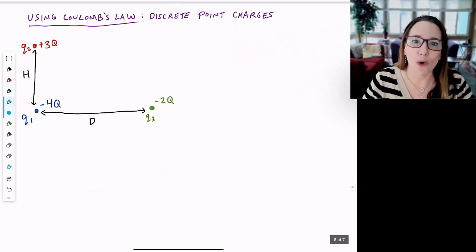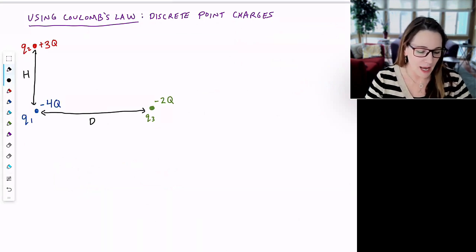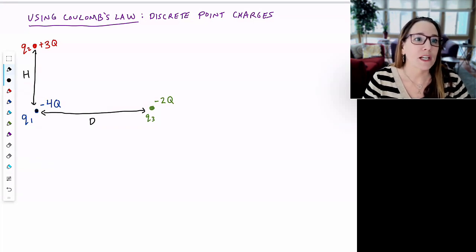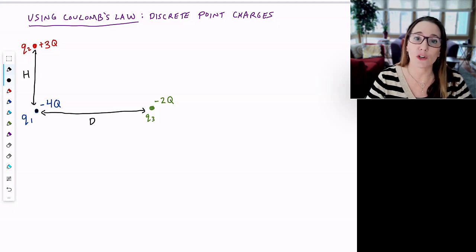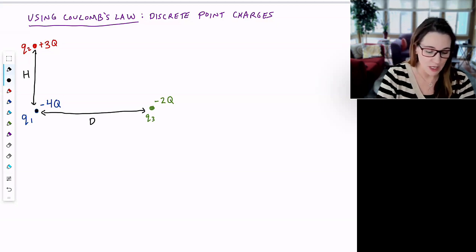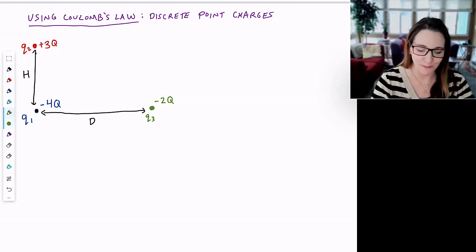This is our example. I have 3 point charges in this space. I have Q1, which has a charge of minus 4Q. Then a height h above that, I have Q2, which has a charge of plus 3Q. And then I have a charge Q3 that has a charge of minus 2Q. It's a horizontal distance d away from Q1.